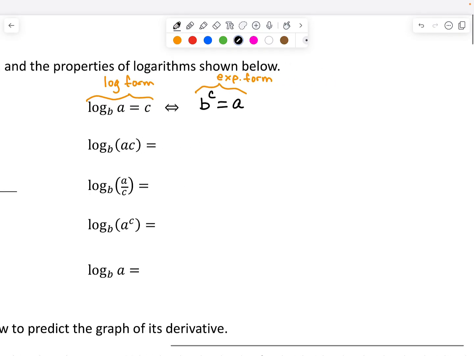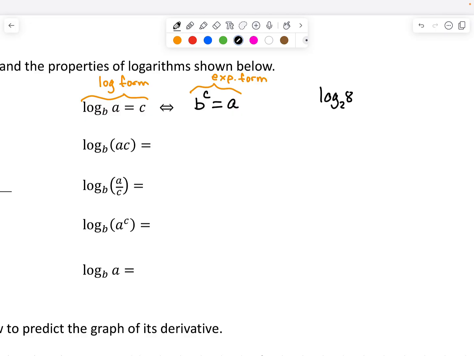Just as a quick example, let's think about what log base 2 of 8 is equal to. You can put a question mark here, and to resolve this, we want to ask ourselves, 2 raised to what power would be 8? And we know that 2 times 2 times 2 makes 8, so we need 2 to be raised to the third power. So log base 2 of 8 is simply 3.